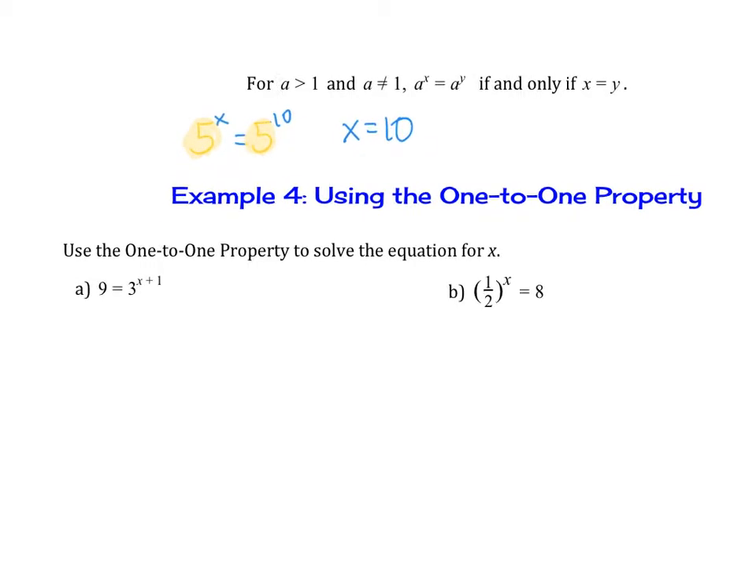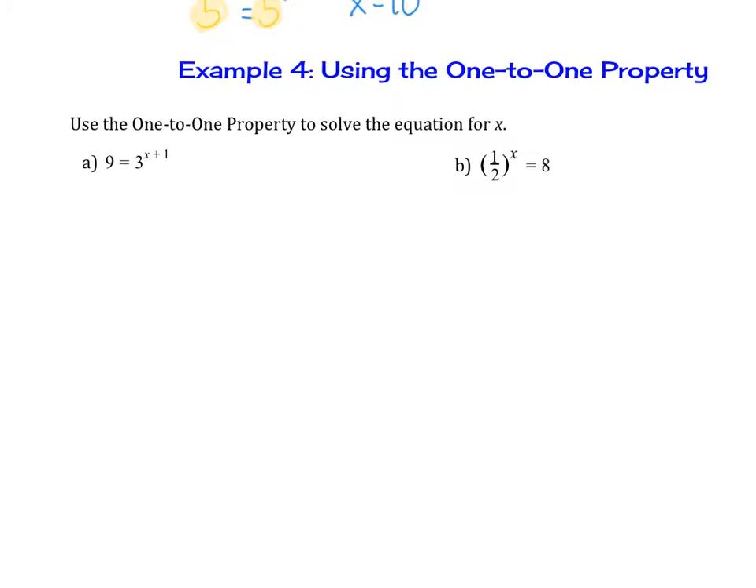So let's try that in example 4. We have 9 equals 3 raised to the x plus 1. They are not the same base, but we can make it so. 9 we can change to 3 squared, and now this is 3 to the x plus 1. So now the bases are the same. We can say 2 equals x plus 1 and then solve for x. In this case, x equals 1.